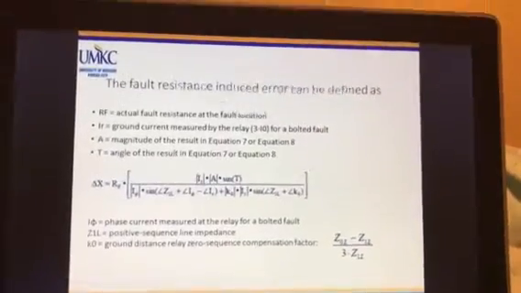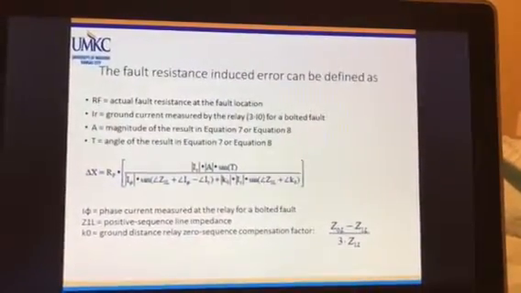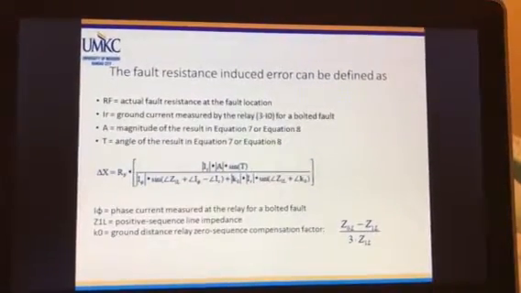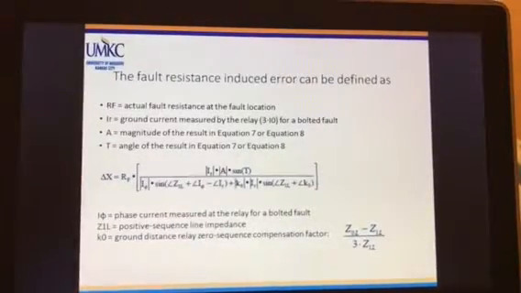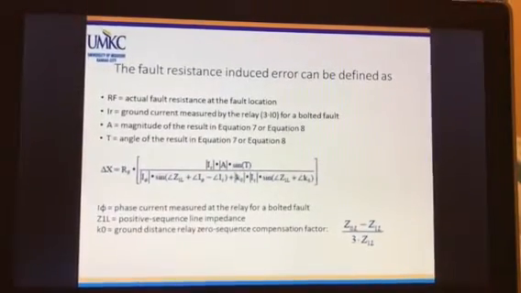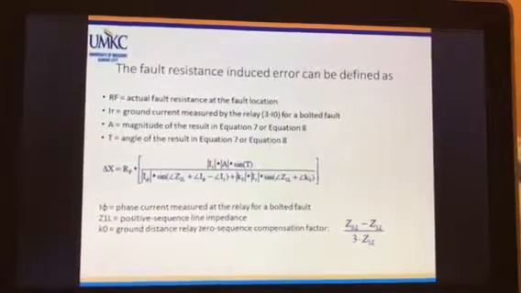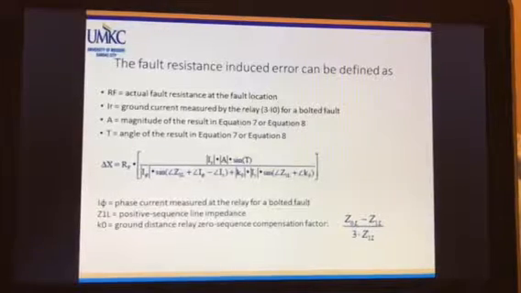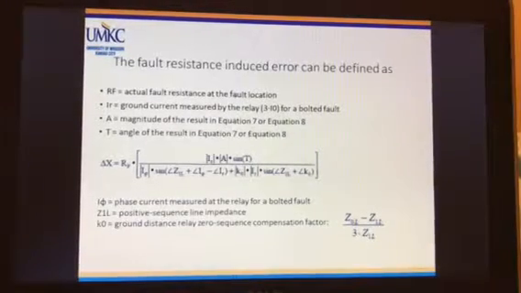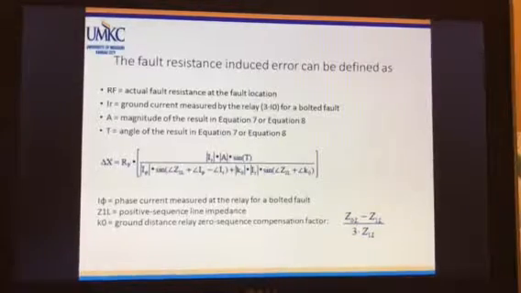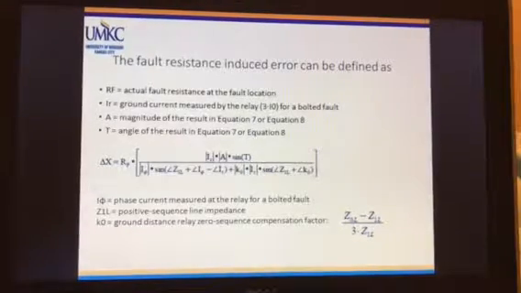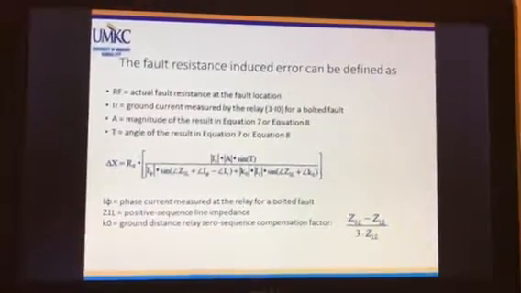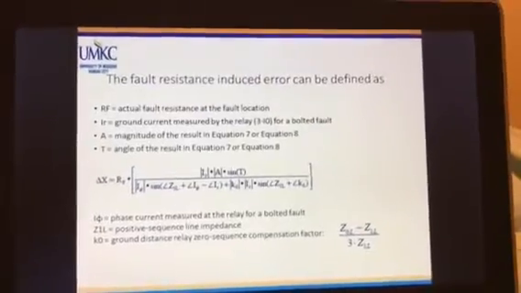As we discussed earlier, for the non-homogeneous system, the fault resistance induced error can be defined using this expression, where RF is the actual fault resistance at the fault location, IR is the ground current measured by the relay, A is the magnitude of the result in the above equation, T is the angle, I is the phase current measured at the relay for a voltage fault, Z1L is the positive sequence line impedance, and K0 is the ground distance relay zero sequence compensation factor.